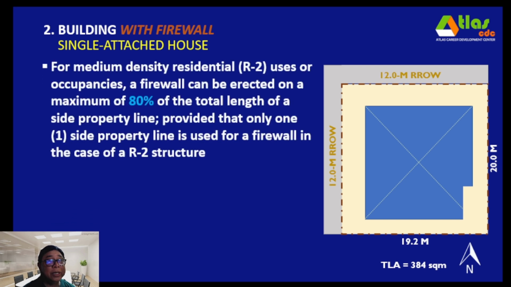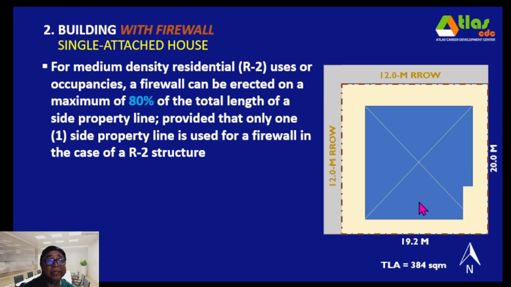So we are to check the firewall length, and the maximum firewall length accordingly is not exceeding more than 80% of the total length of a side property line. That is for a medium density R2, including basic R2 or maximum R2 zone, provided that only one side property line is used for a firewall. So in this case, firewall can be located here at the 20 meters or at the 19.2, but this one will give you a longer possible length for the firewall and definitely a bigger building footprint.